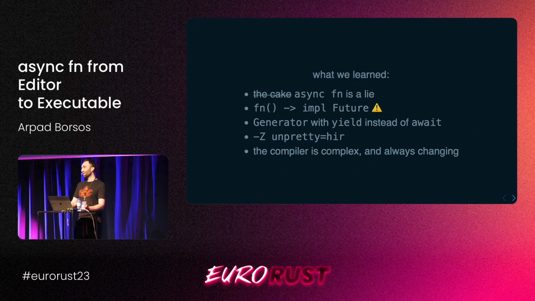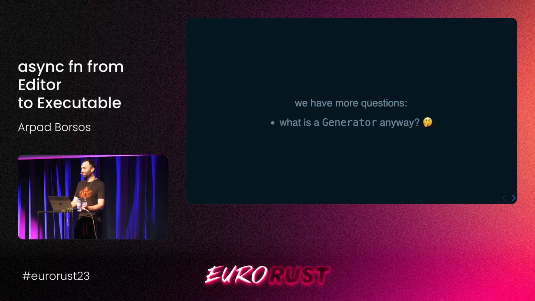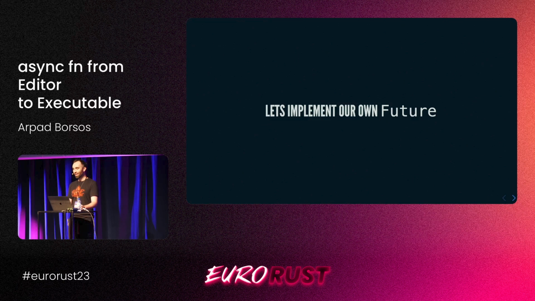We've also learned that internally in the compiler, we're talking about generators that have yield instead of await. We've learned about some nightly compiler flags that you can use to have a look at all of this stuff yourself. And we've learned that the compiler is really complex and always changing, and that compiler contributors are struggling with lifetime errors like everyone else does. But we're also left with some more questions, like what is this generator here? And to work up to the answer to this question, let's try to implement our own future.